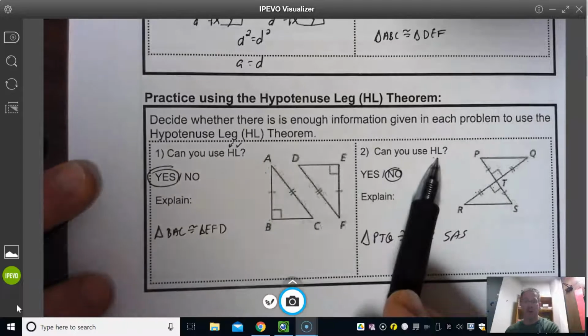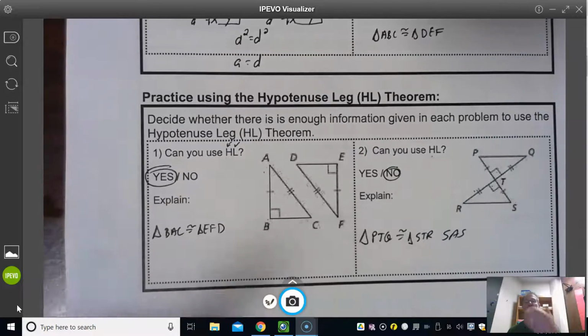All right. So sometimes you might be able to use something else even if HL doesn't apply. So I would always look for HL first. If it doesn't work, then does it fall into one of those situations we discussed in our prior lesson?